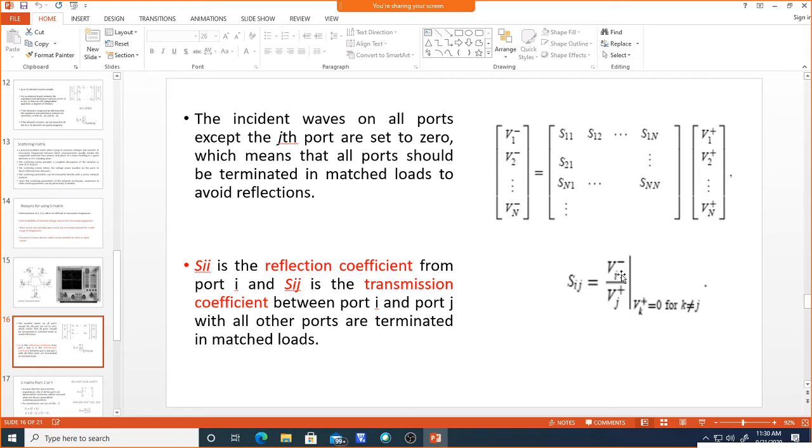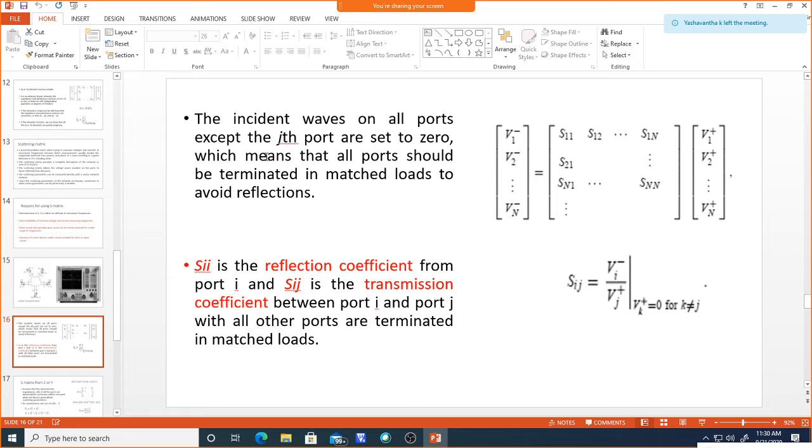So S11 and S12, particularly, and corresponding port voltages you can define, and you can define the S matrix. So the incident waves on all the ports except the j-th port are set to 0. That means if you want to measure any particular value of the S matrix at any particular port, then you have to match all the other ports. After matching all other ports, then we can measure the characteristic of the particular port.